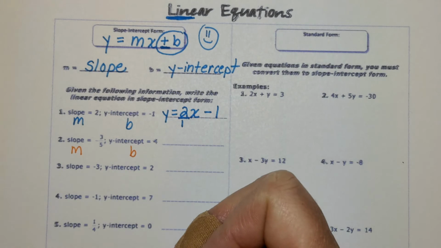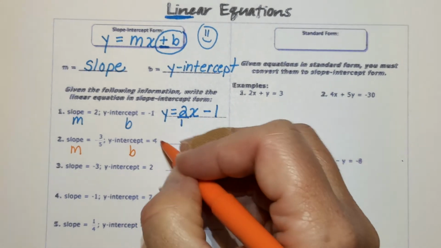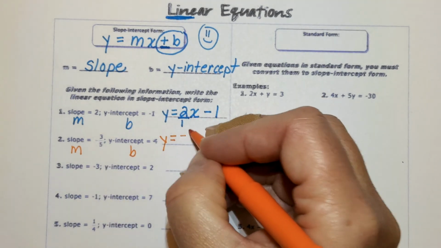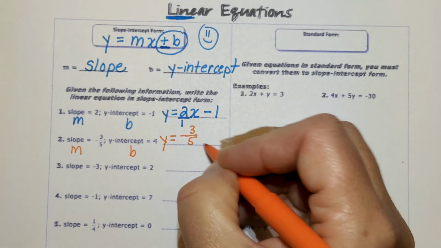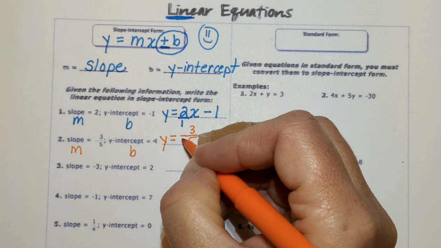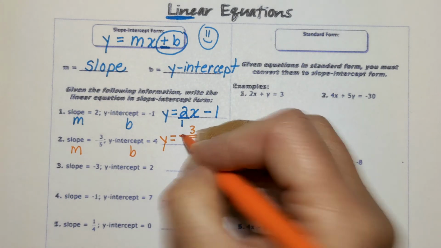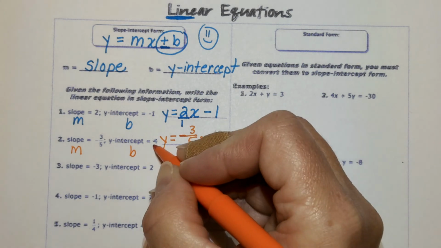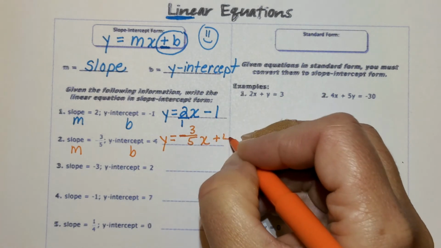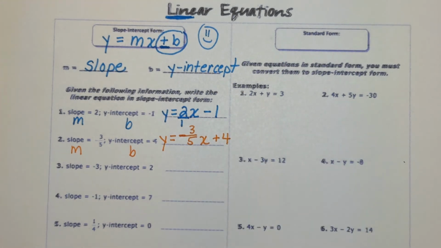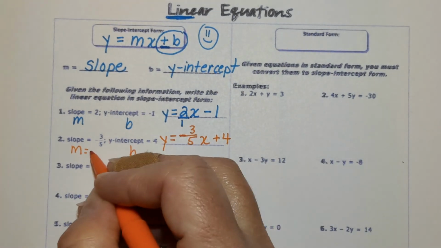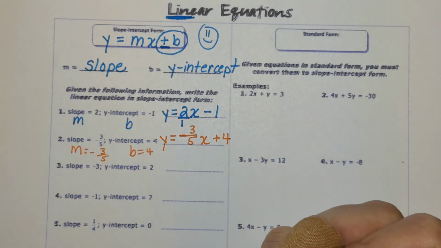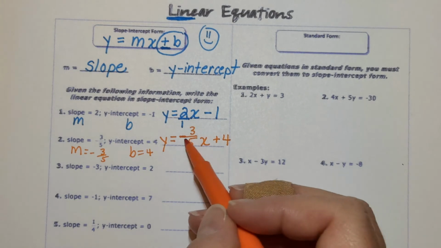It tells us for number 2 that the slope is, I know it's difficult to see, that says -3/5. M is -3/5, and the y-intercept is +4. So our b is +4. Here we go. Y equals m, -3/5 x, there is a negative there. It looks like it kind of ran into my fraction bar, but there is a negative. -3/5 x, now plus or minus b. Well, b is 4, so it's +4 because it's a +4.